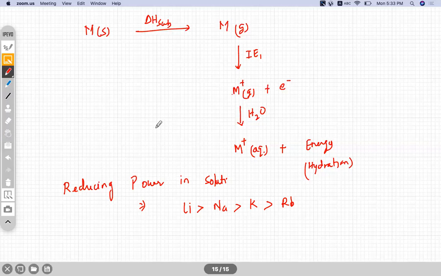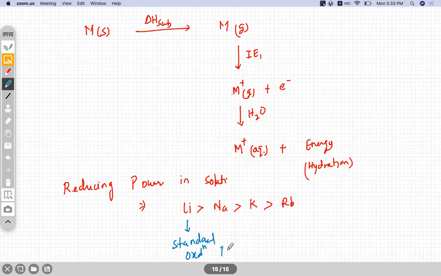We also say it depends upon the standard oxidation potential. So standard oxidation potential is maximum for lithium. More value of standard oxidation potential, more is the reducing power in solution. Write down: more standard oxidation potential, more will be the reducing power in solution. So in solution, it is opposite.